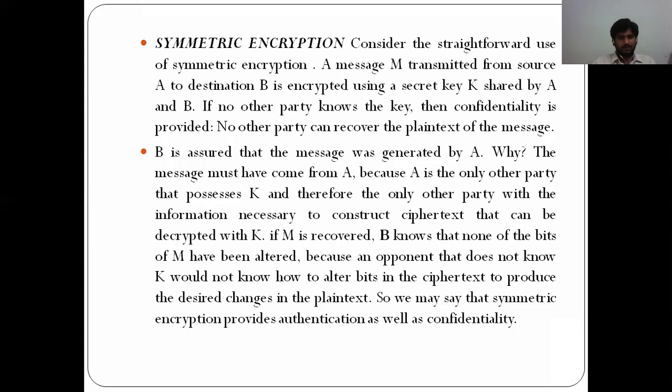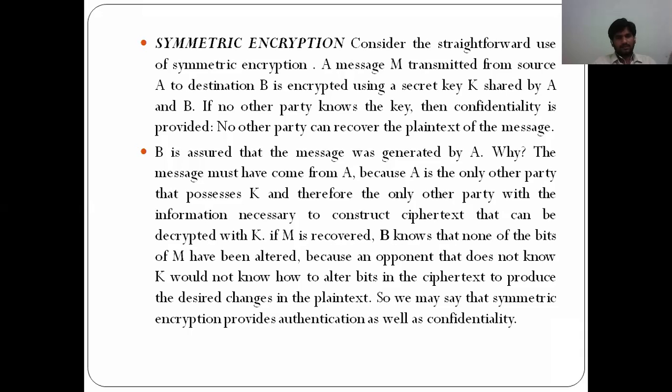So the first one is the key. If no other party knows that key, only the sender and receiver know that key, then the confidentiality is provided. No other party can recover the plain text of the message. The next one is that B is assured that the message was generated by A. Why? The message must come from A because A is the only other party that possesses K, and therefore the only other party with the information necessary to construct a ciphertext that can be decrypted with the key.